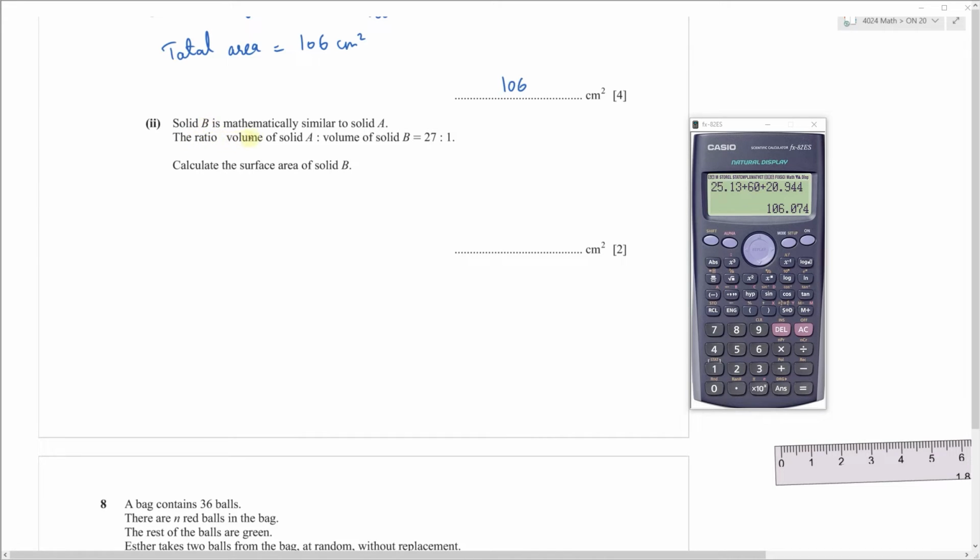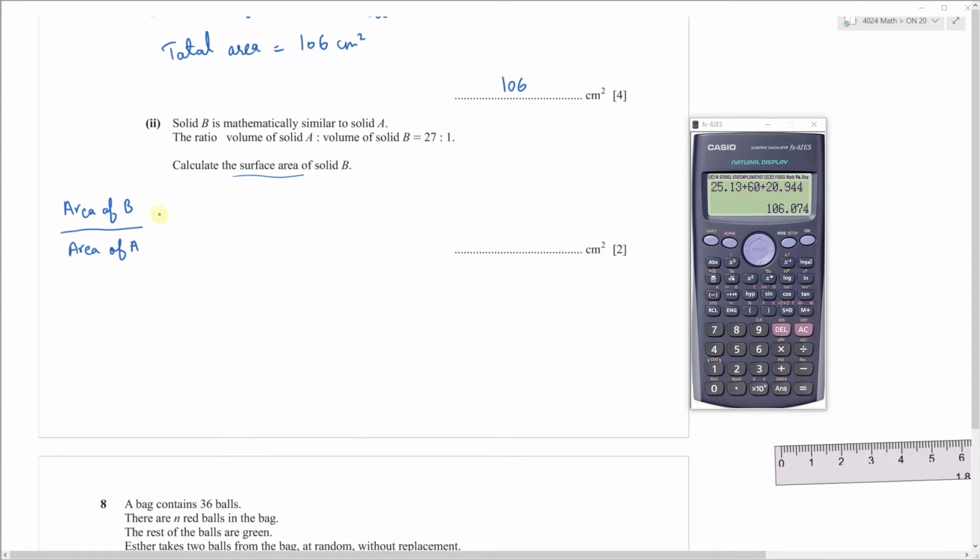Part 2. Solid B is mathematically similar to solid A. The ratio of the volume of solid A to the volume of solid B is 27:1. Calculate the surface area of solid B. To calculate the area of B, we know that these are similar solids. So area of B divided by area of A.